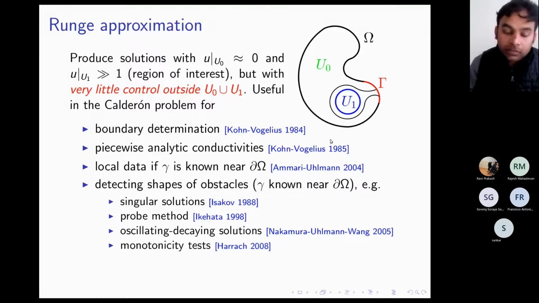And this has been used by many people. Ikehata and others have worked on this for finding the obstacles, their location, size, and everything.